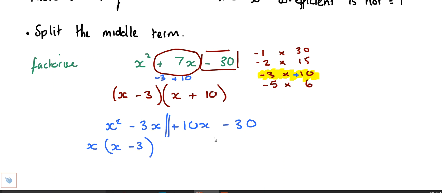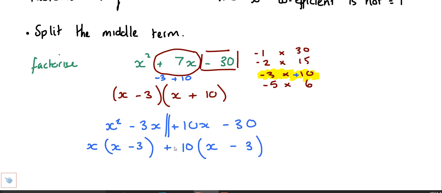Then this half becomes what? 10 brackets x minus 3. And of course it's a positive 10, so we've got positive 10. So do you see how that works? I've split the middle term and I've factorised.